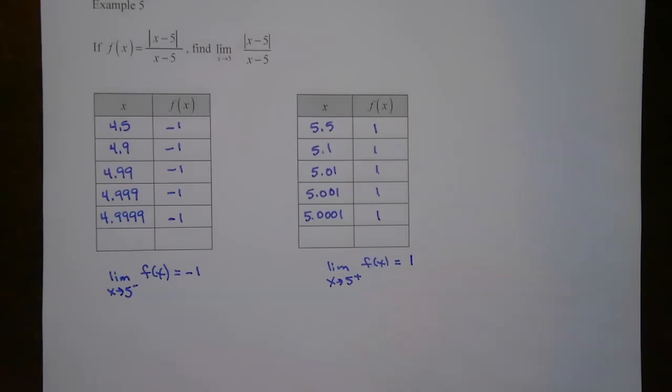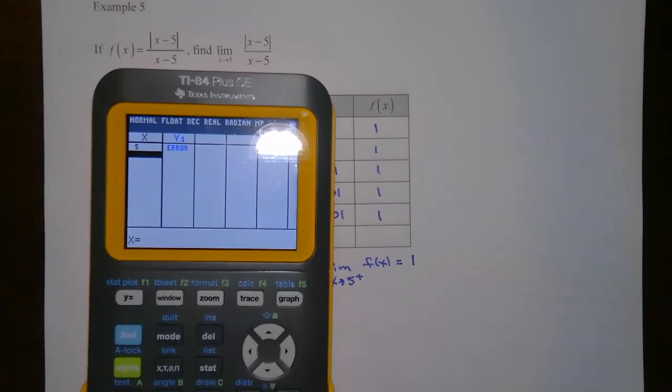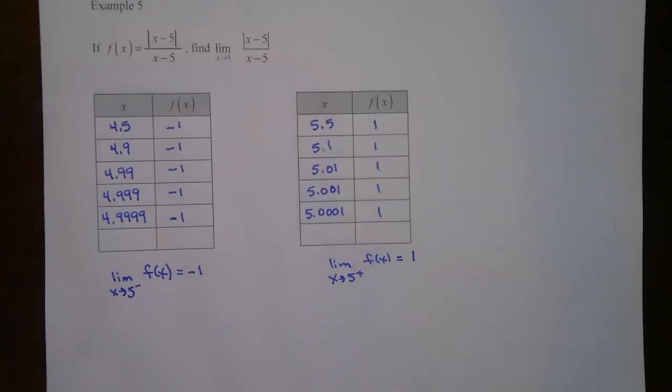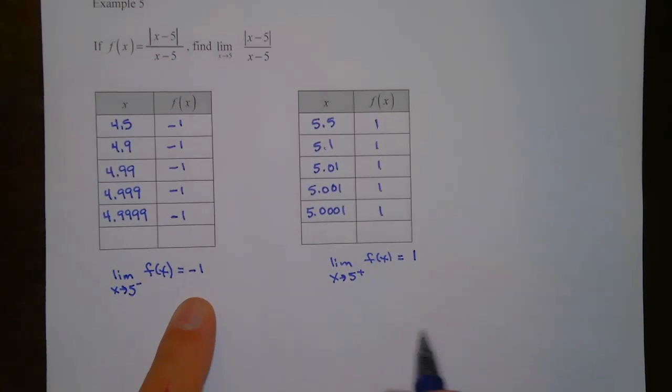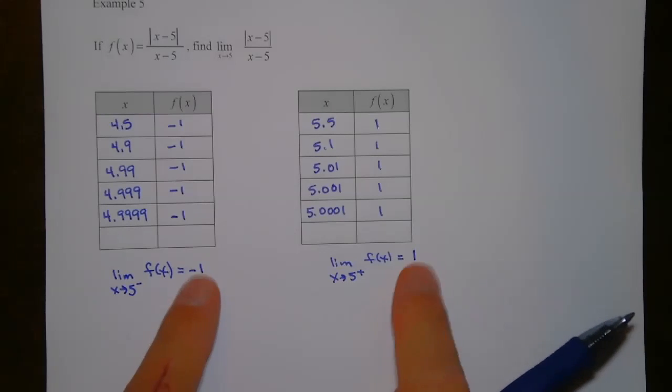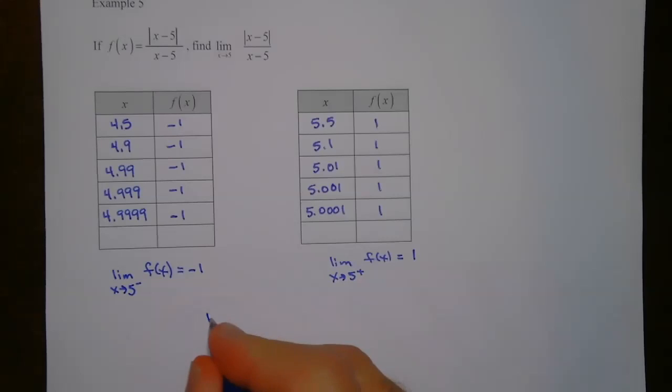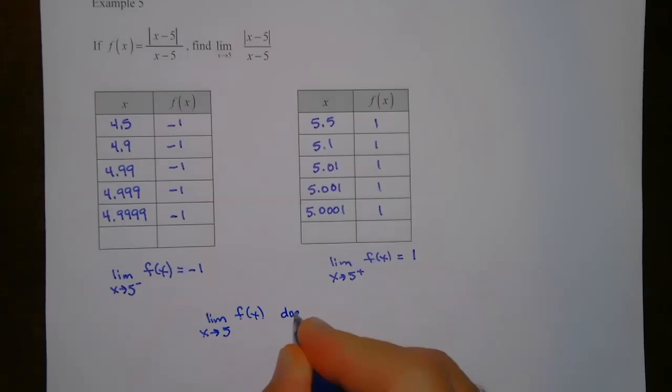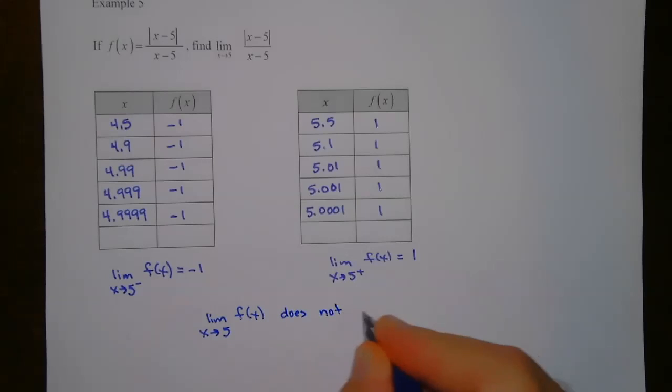But what if we try to actually put 5 in? I'm going to show you what happens. I'm going to delete all the ones I have. Look what happens when we try to put 5 in. It gives us an error. Why? Because it's undefined, because you're trying to divide by 0. So the left-handed limit is -1 and the right-handed limit is +1. Those are not in agreement. So we would say the limit as x approaches 5 of f of x does not exist.